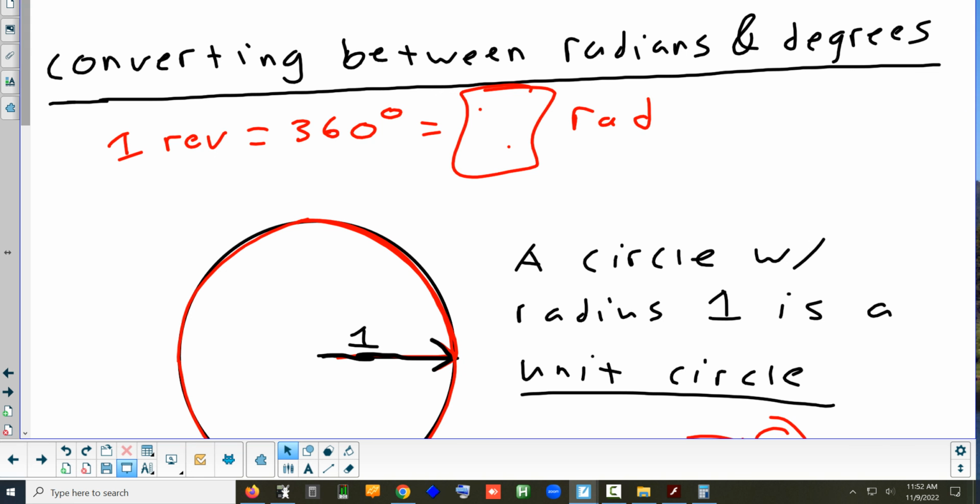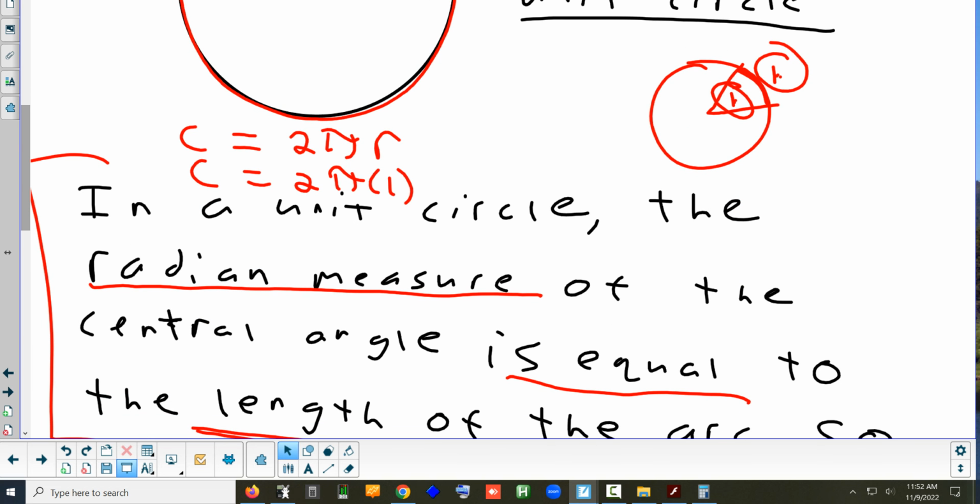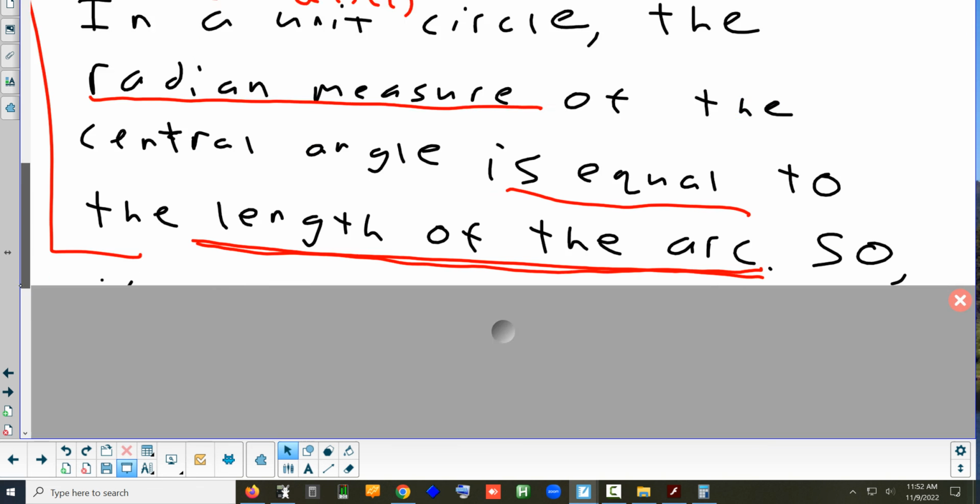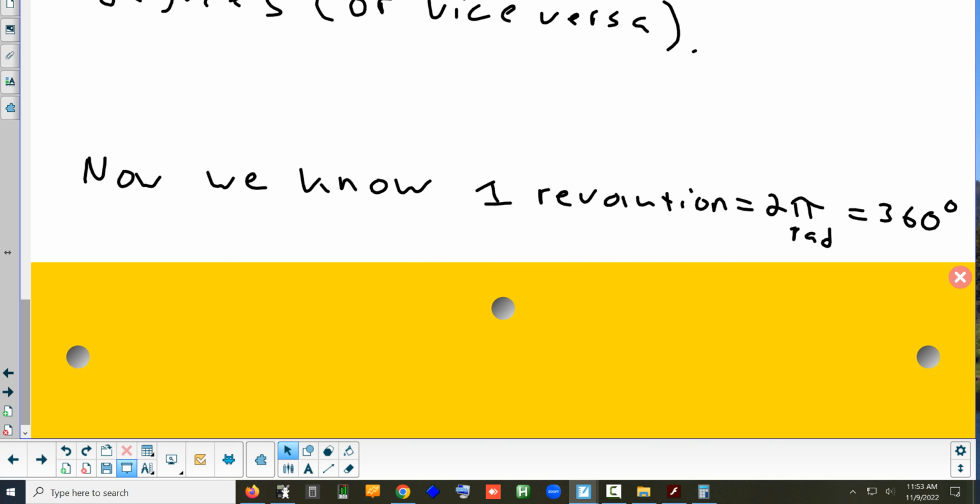So now we have a connection between how many degrees go all the way around a circle and how many radians go all the way around. There are 360 degrees in 2 pi radians. The only reason we were able to get that is because of this special trick with a unit circle. You wouldn't have known this probably if I didn't tell you, but I had to give you something to figure it out. All right, so actually that's what I wrote up above. 1 revolution is 2 pi radians, which is 360 degrees.